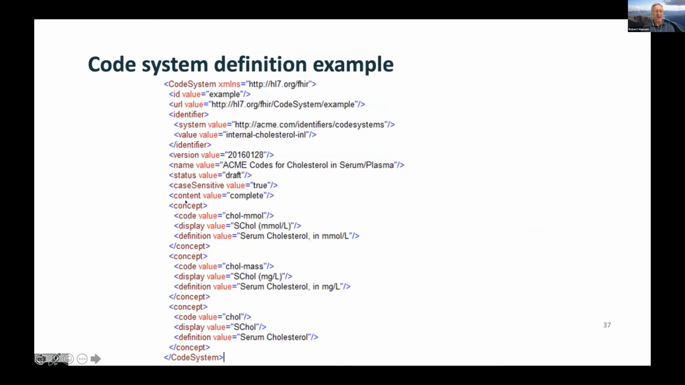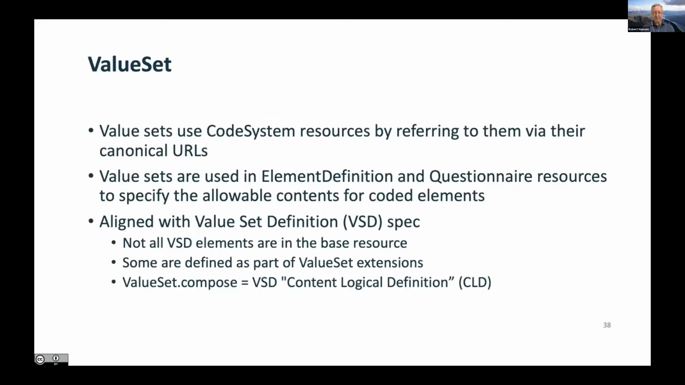And then you get down here to concept. If this is defining the content and says this is a complete one, then it would have one of these concept elements for each concept and code in the code system. So that's a very simple example. That's the definition, and that's the basics of the code system. And now we can move on to ValueSet.